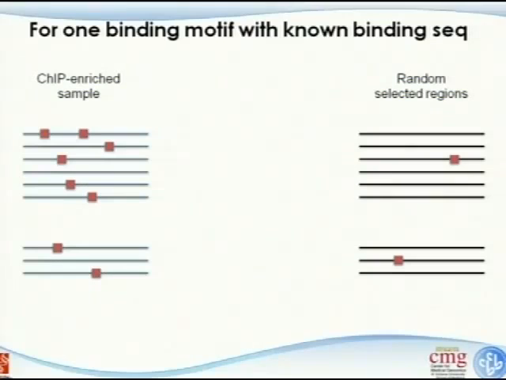No. If I randomly pick some genomic locations, there is very low likelihood that there's a binding site in there. But you can see that this is a ChIP-enriched sample, and this is randomly selected regions. These are the parts that I labeled as the real binding sites. But at this stage, I really don't know this information.